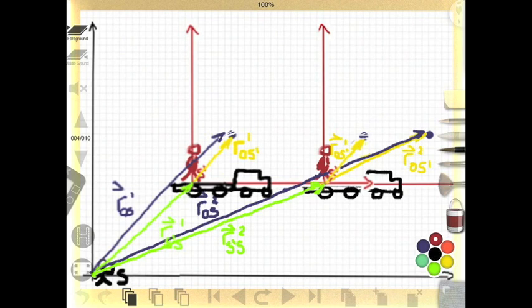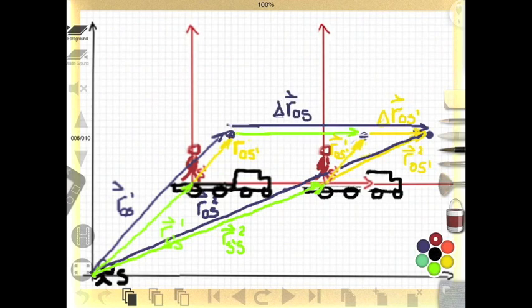We're going to need this vector because with ROS prime 1 and ROS prime 2, we're going to be able to find what's the displacement vector of the ball as measured by the observer on the flatbed of the truck. This observer measures the ball as changing its position from 1 to 2, and that change in position is given by the vector delta ROS prime as indicated. This vector is important because it is related to the velocity of the ball with respect to S prime. So let's find other displacement vectors.